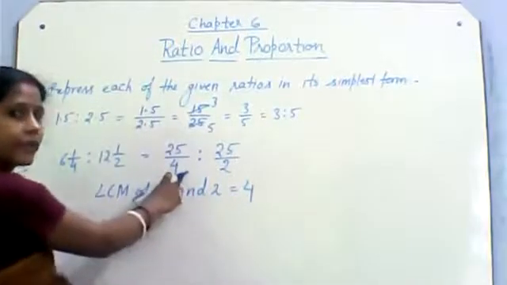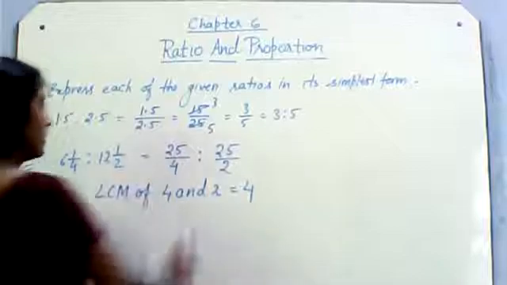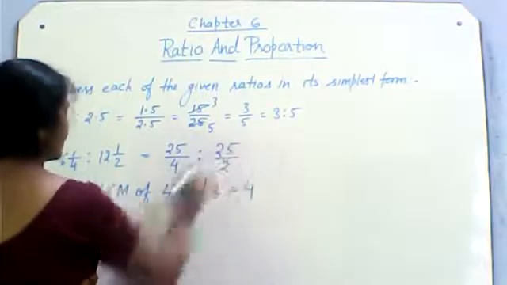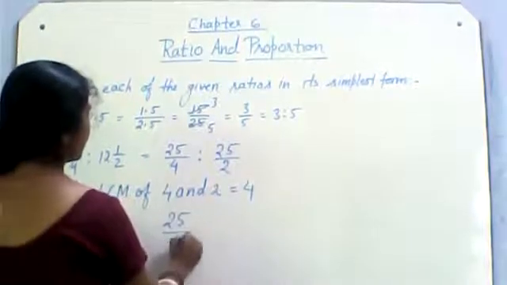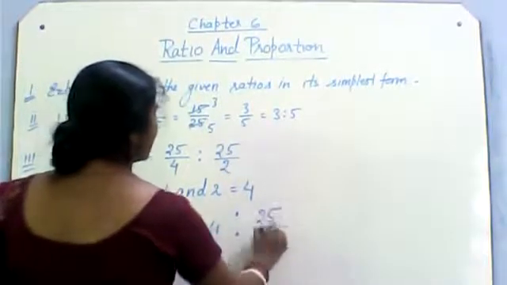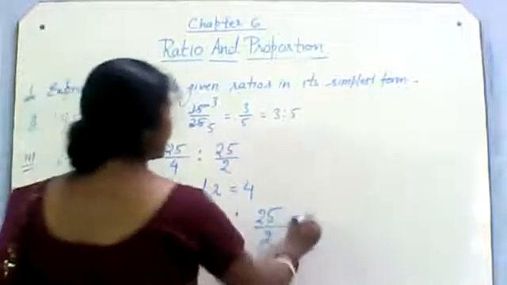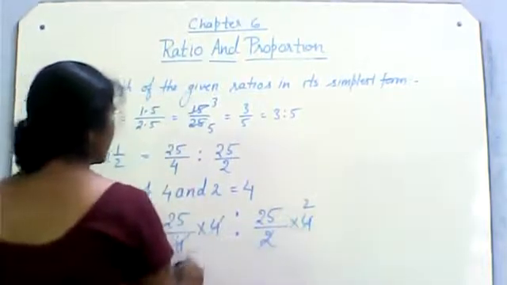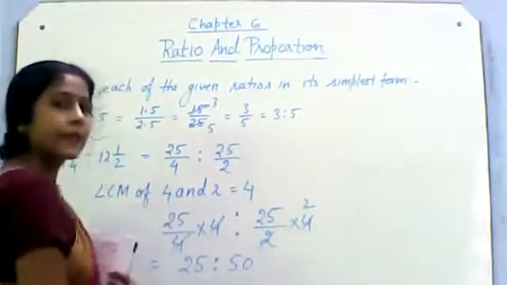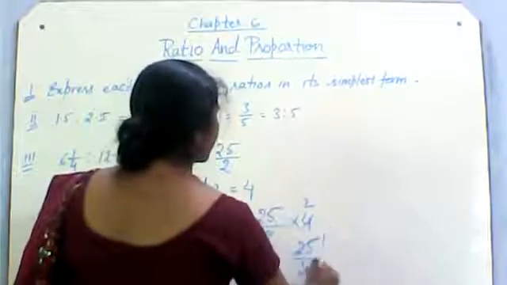Okay. So what we have to do? This is 4, already this is 4, so no need to change it. By this LCM you multiply each term of the ratio. 25 by 4 multiplied by 4, ratio 25 by 2 multiplied by 4. Here 4 cancels, here 2 2s are 4. So what is coming? 25 ratio 25 2s are 50. Now 25 upon 50, this is 1 ratio 2.